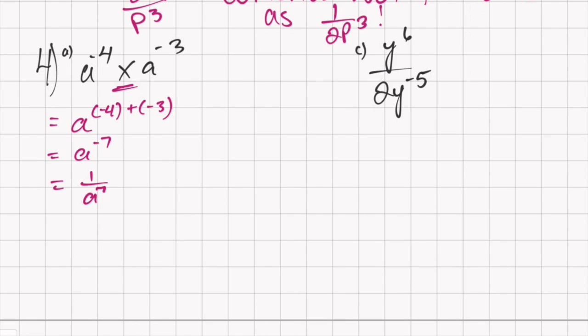And I know that I need to write a to the exponent negative 7 as 1 over a to the 7. In this next question, it's y to the exponent 6 divided by 2y to the exponent 5.